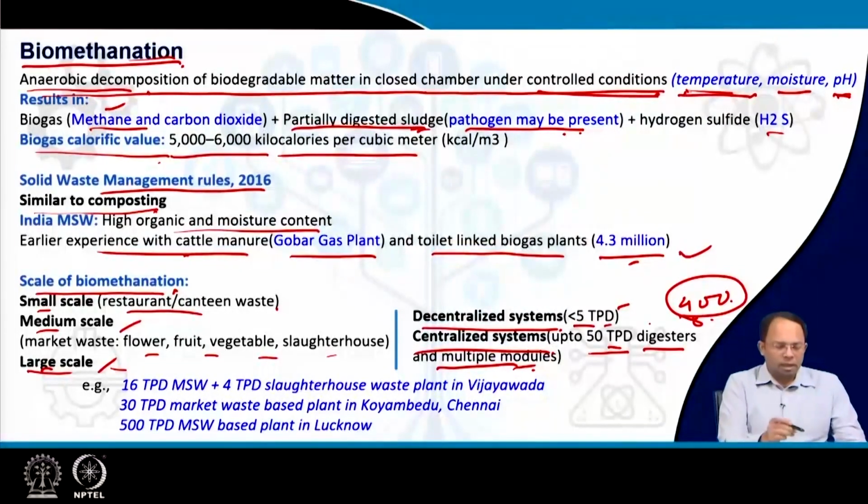Some examples: a 16 ton per day MSW and 4 tons per day slaughterhouse waste plant has been set up in Vijayawada. So both slaughterhouse waste and normal municipal waste are being put inside this digester. A 30 tons per day market waste based plant in Coimbatore and Chennai. This we will discuss in detail later. And then a 500 tons per day municipal solid waste based plant has been set up in Lucknow.